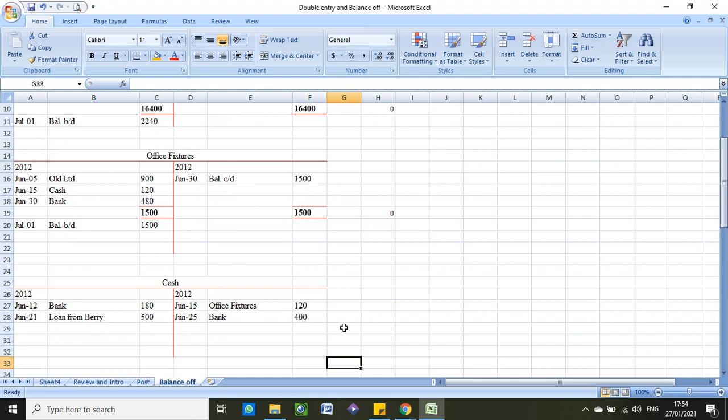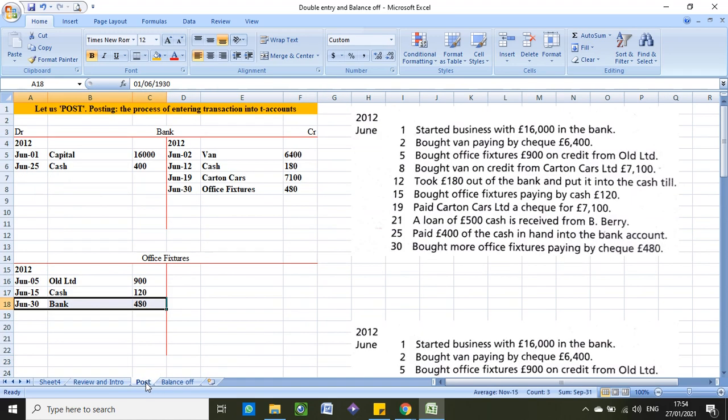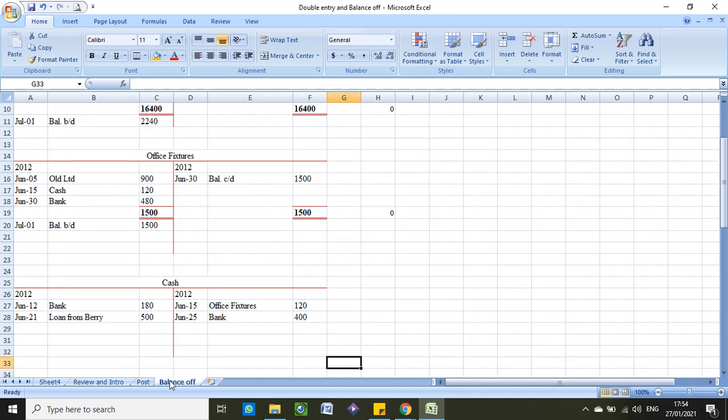Now here, I have another T account that we posted before. If you remember, all these accounts we posted before, and now we need to balance them off. If this is the rough work part, whereby I add the debit side, it adds up to 680. And then if I do the credit side, it is 520. So those two totals are not the same.